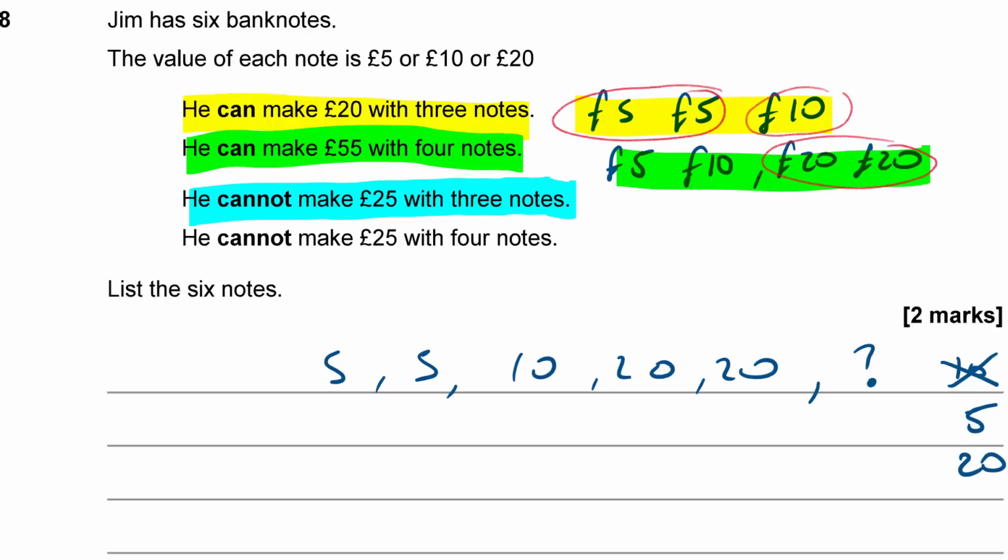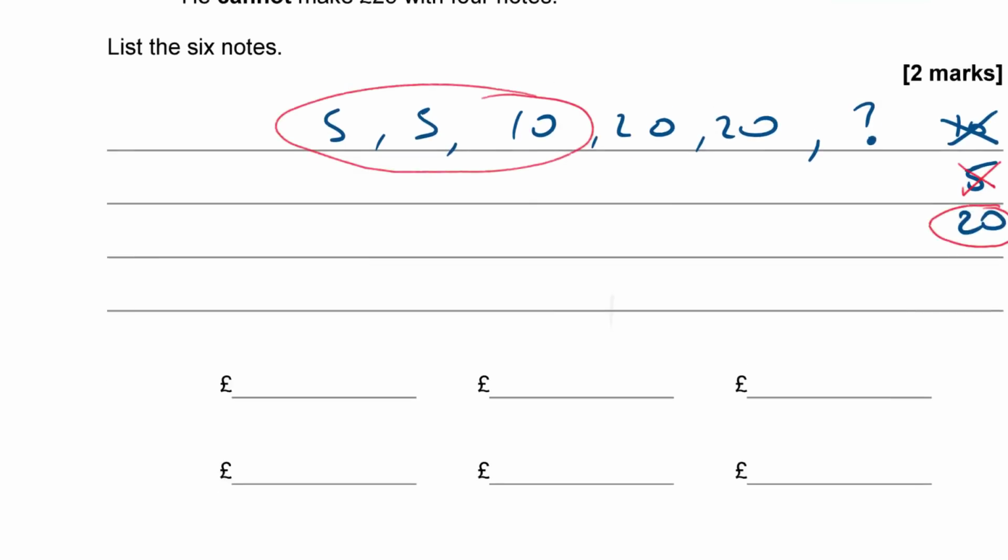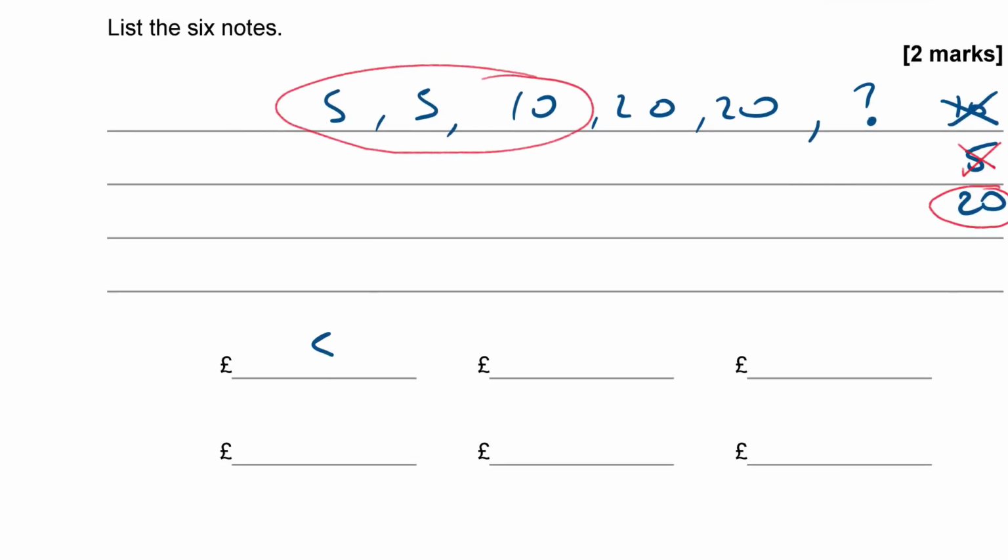Cannot make £25 with 4 notes. Okay, so if I used these three, 5, 5 and 10, that adds up to 20. Then if I had another £5, I could make £25 with 4 notes. But if I cannot, then it can't be that one either, which means my last remaining note must be a 20. In which case I've got 2 5s, 1 10 and 3 20s. That must be the only way I can do it. So 5, 5, 10, 20, 20, 20 is the only way I can meet all of those conditions.